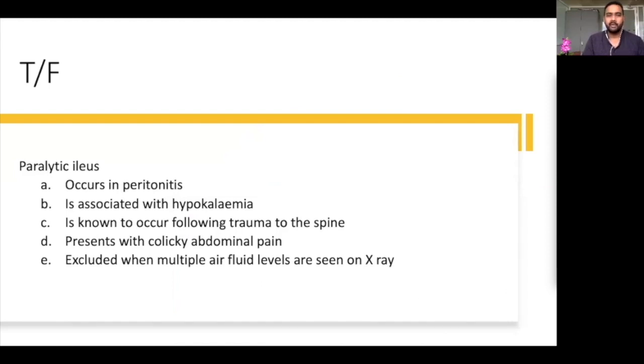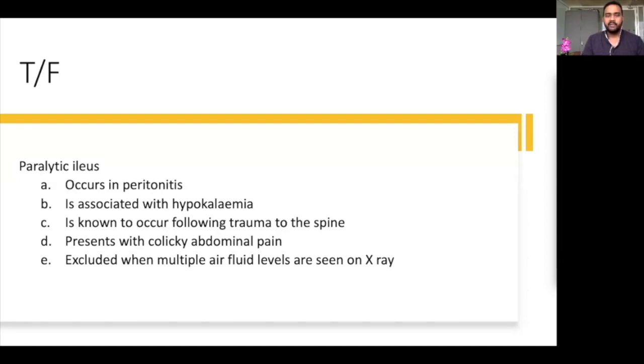So hypokalemia and uremia should be excluded whenever somebody is having paralytic ileus, and it is known to occur following a trauma to the spine. Yes, we have discussed retroperitoneal causes: trauma to the spine or spine fractures can develop paralytic ileus. Even rib fractures, not only the spine, can cause paralytic ileus. And it presents with colicky abdominal pain is false, because colicky abdominal pain is not the feature of paralytic ileus, right?